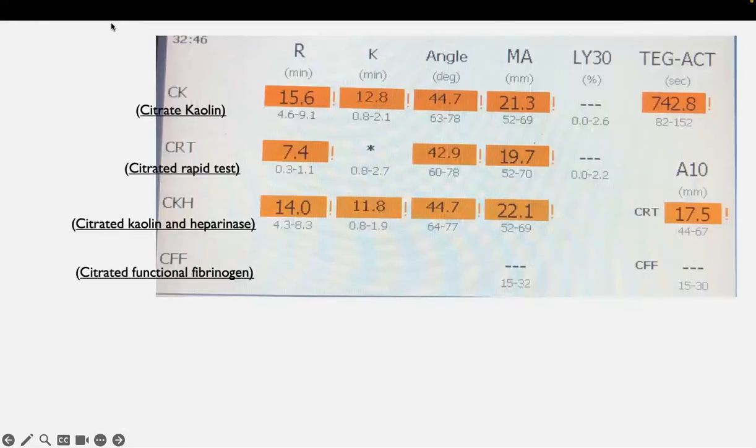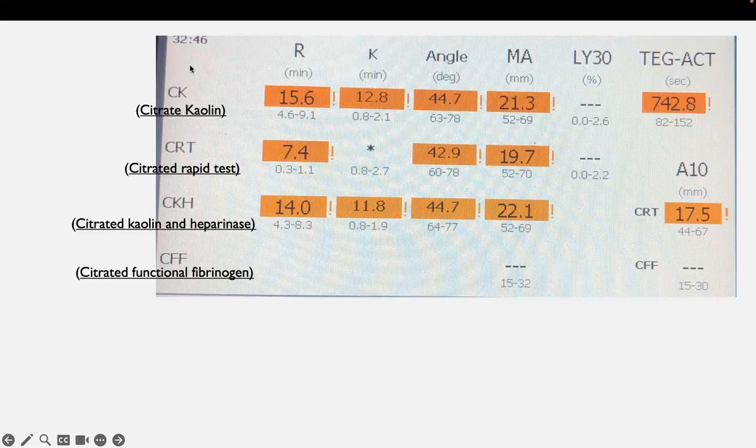So before we actually interpret, you'll see at the top, this is a strip taken from a patient who had antepartum hemorrhage secondary to a rupture of placenta, and she continued to just bleed postpartumly. So you can see at the top, you have those variables that I spoke about: R time, K time, and the alpha angle, maximum amplitude, and the lysis 30. I'm just going to explain what we have on the left here before I ask one of you to interpret this take for us.